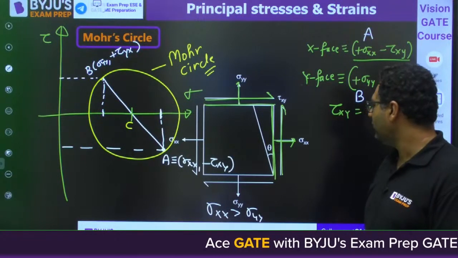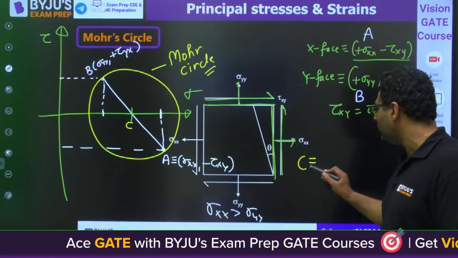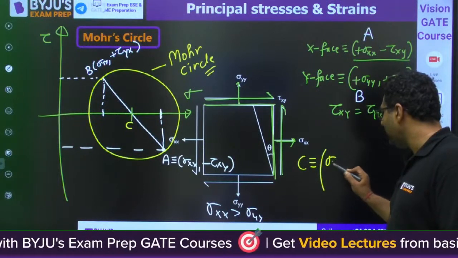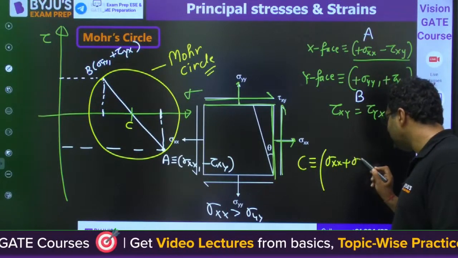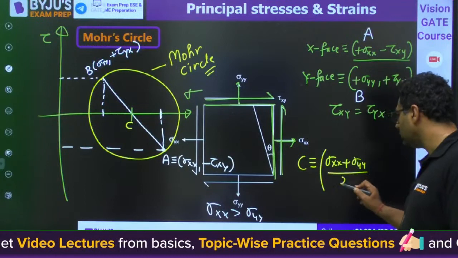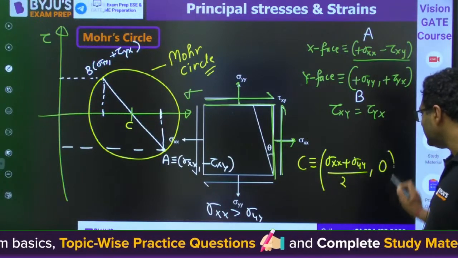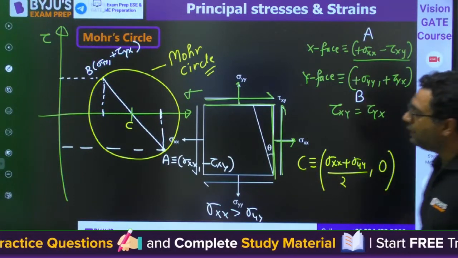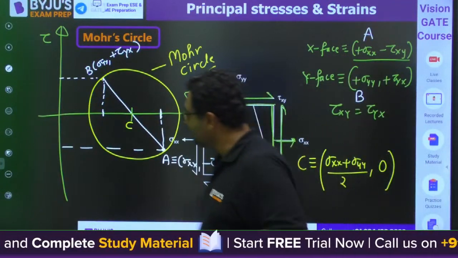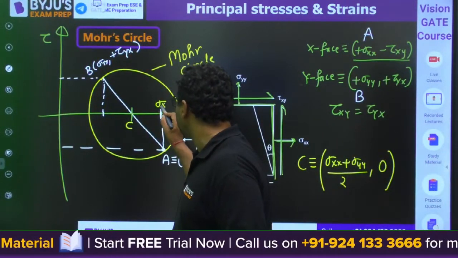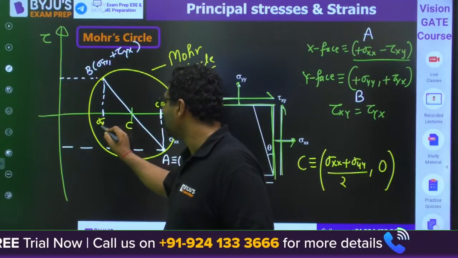Okay guys, if you want to see the coordinates of the center of the Mohr circle, that is sigma XX plus sigma YY by 2, comma 0. This is the center coordinate. Is it clear for everyone? Because this is sigma XX, this is sigma YY.